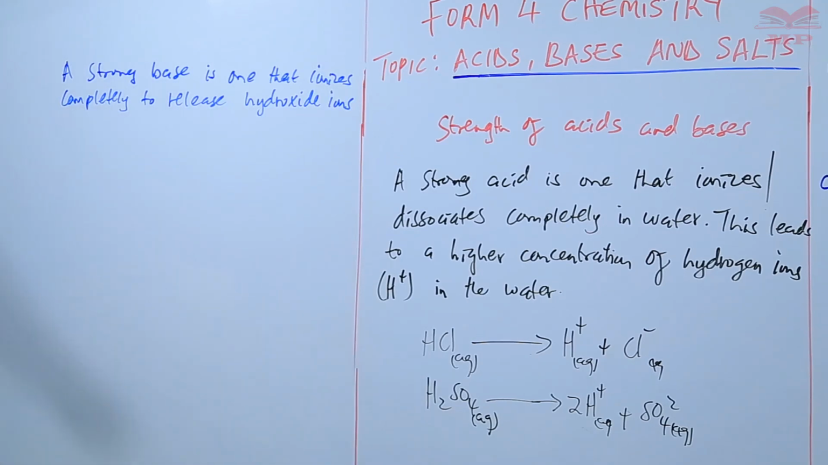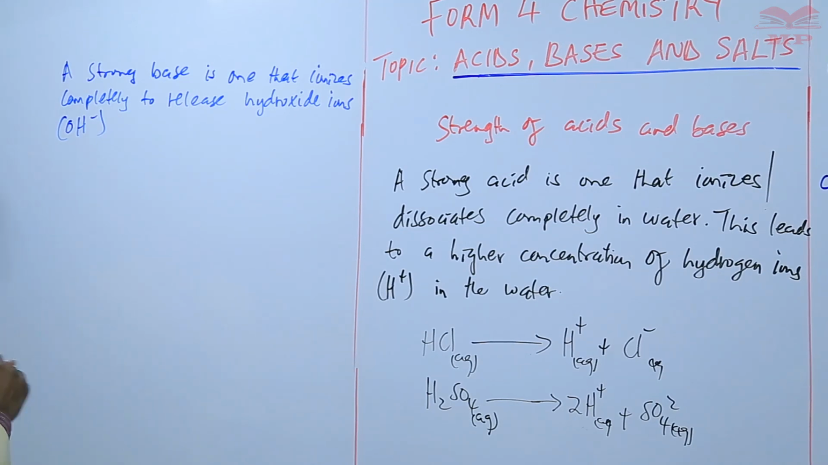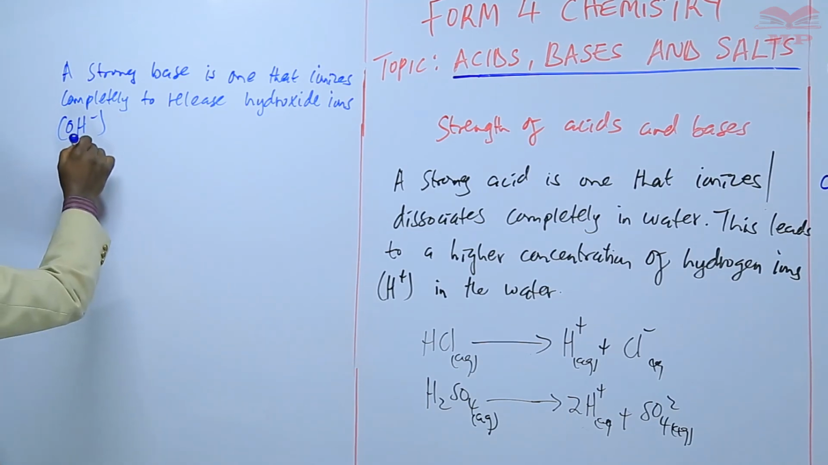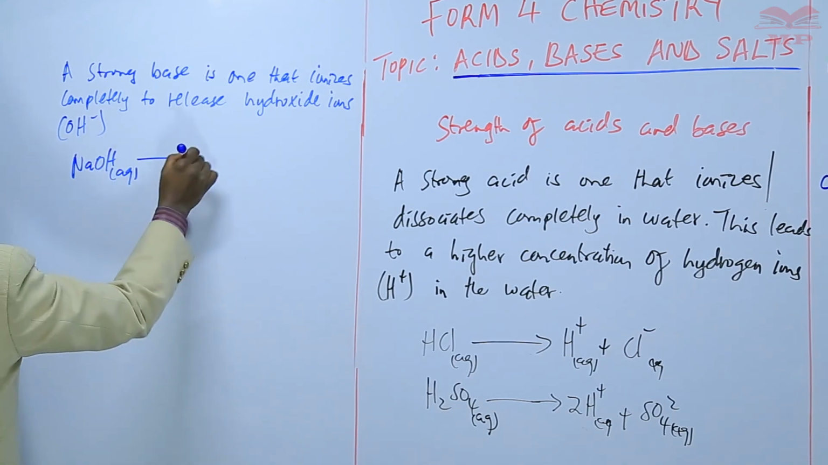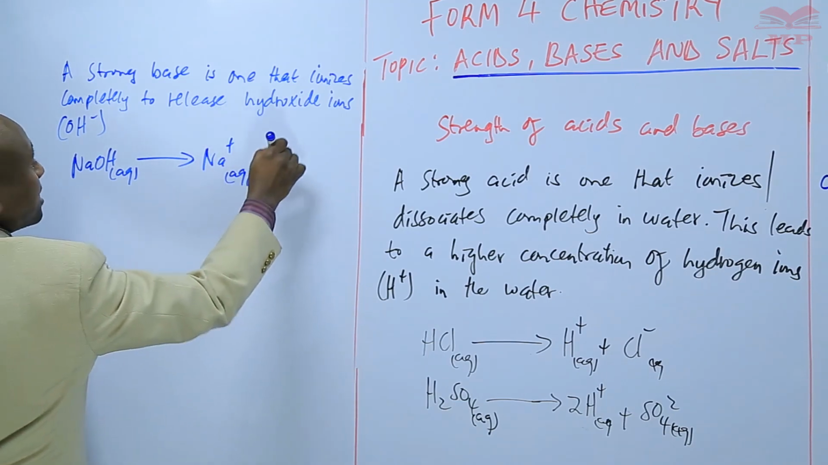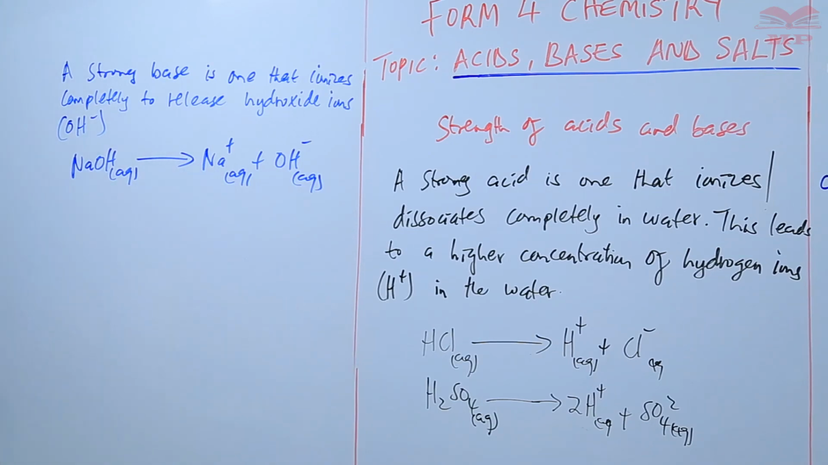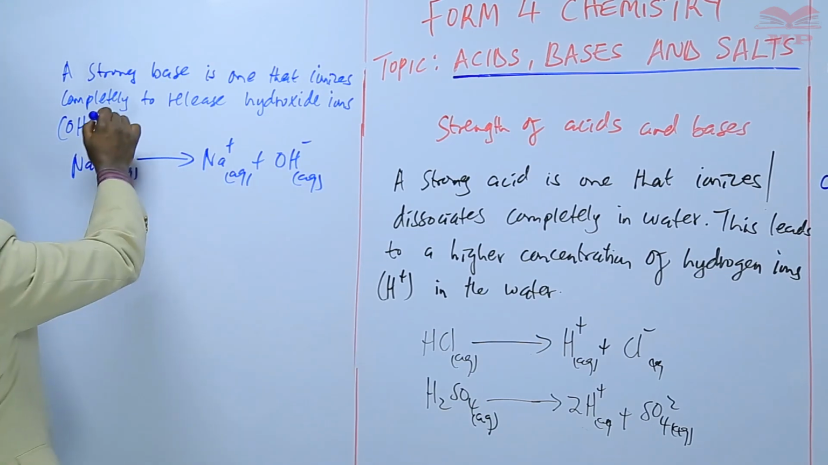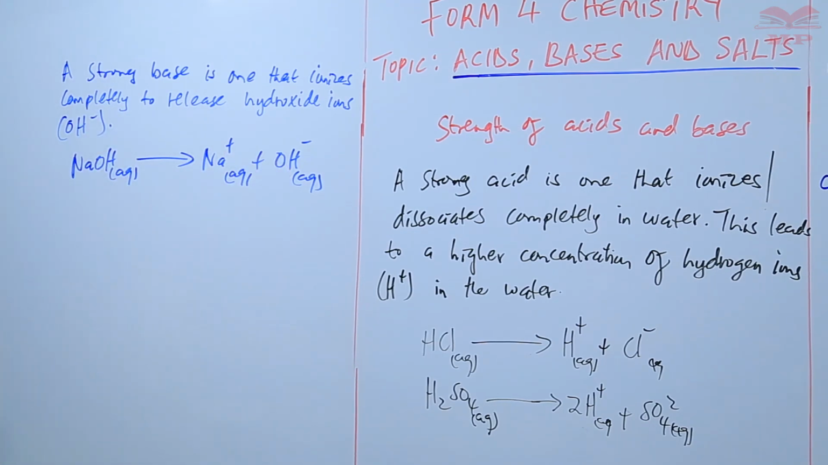It ionizes completely to release hydroxide ions, which are the only negative ions. And we have examples such as sodium hydroxide, which gives us sodium ions plus hydroxide ions. So this is a strong base. It ionizes completely to release hydroxide ions. And there is a higher concentration of hydroxide ions that are being released.